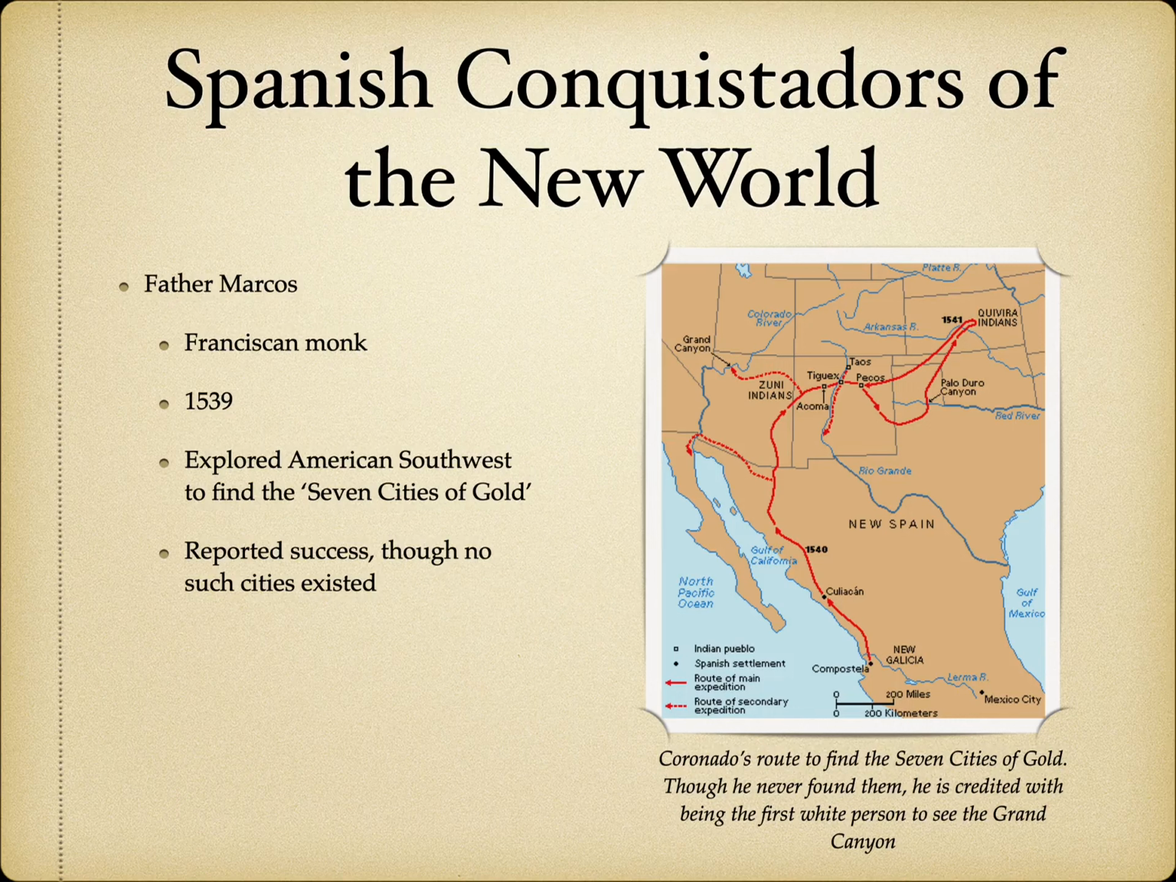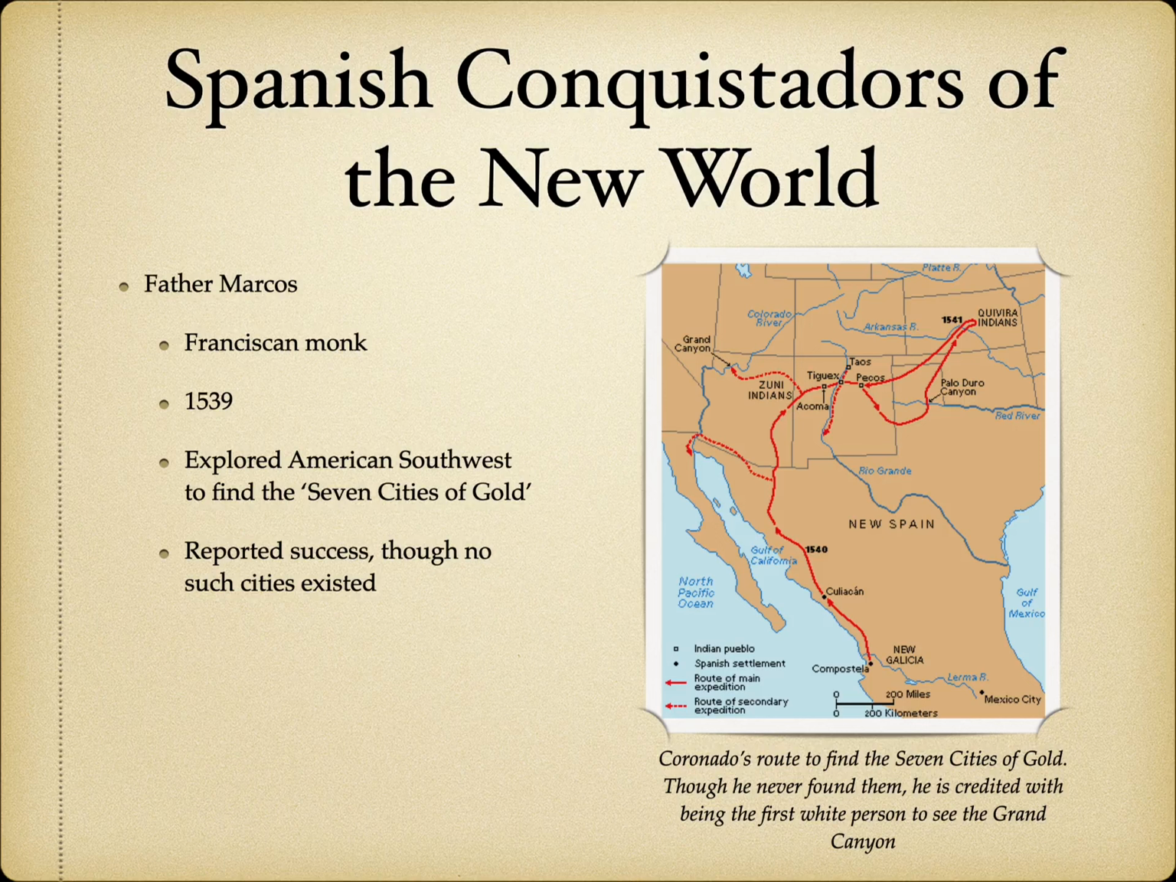No, he wasn't. Here's why. By 1539, the Native Americans realized that when the Spanish people show up, we die. So if they're here, we're going to be in trouble. So when Father Marcos shows up and says, hey, have you seen the 7 cities of gold? Do you want him to stick around or do you want him to keep going? You want him to keep going.